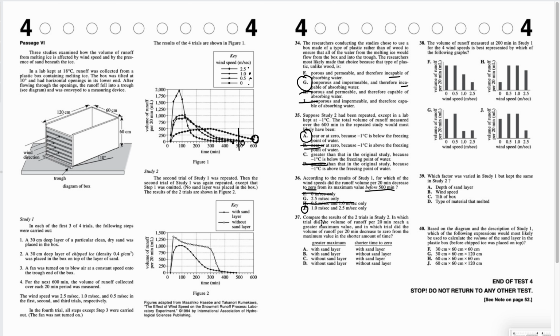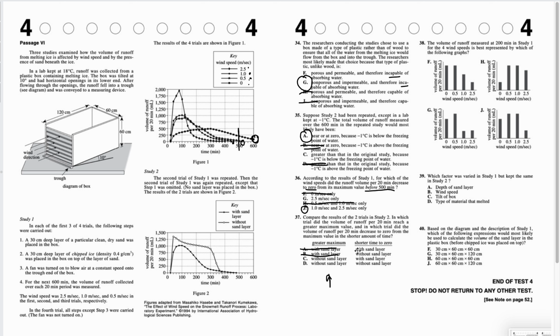So 37, compare the results of the 2 trials in study 2. So we have 2 trials. In which trial did the volume of runoff per 20 minutes reach a greater maximum value? And in which trial did the volume of runoff per 20 minutes decrease to 0 from the maximum value in the shorter amount of time? So let's focus on this. So greater maximum. We're looking at figure 2, at study 2. We want the one that has the greater maximum, which is the open circles, which is the without sand layer. So we know it's not A, and we know it's not B. So it's either C or D.